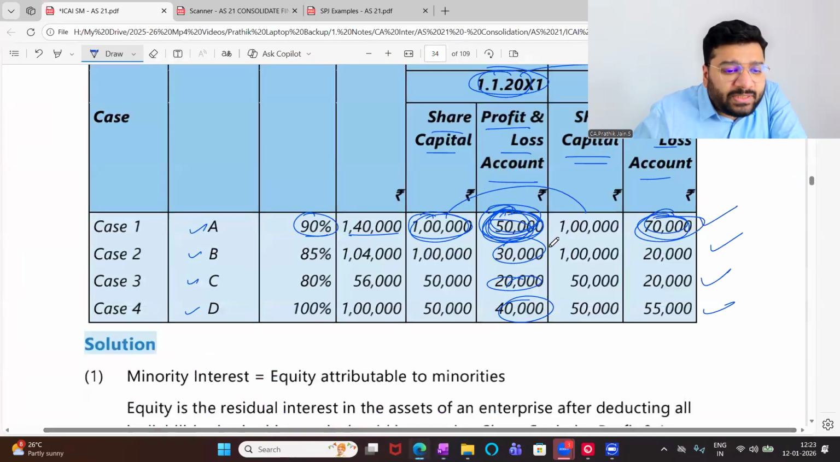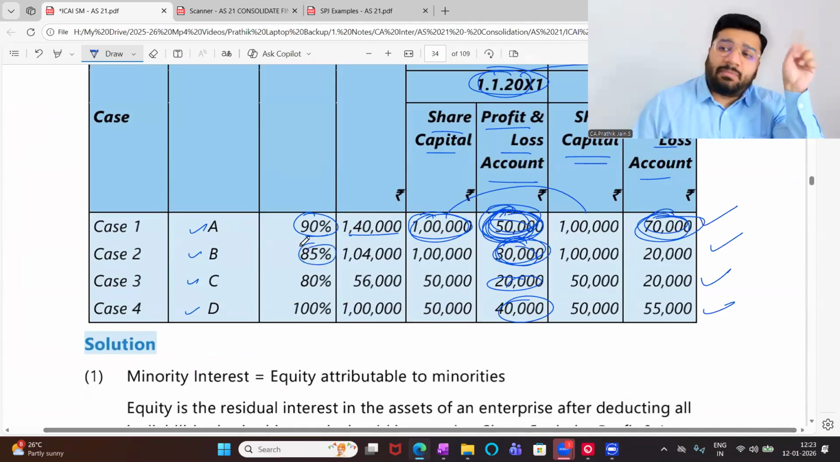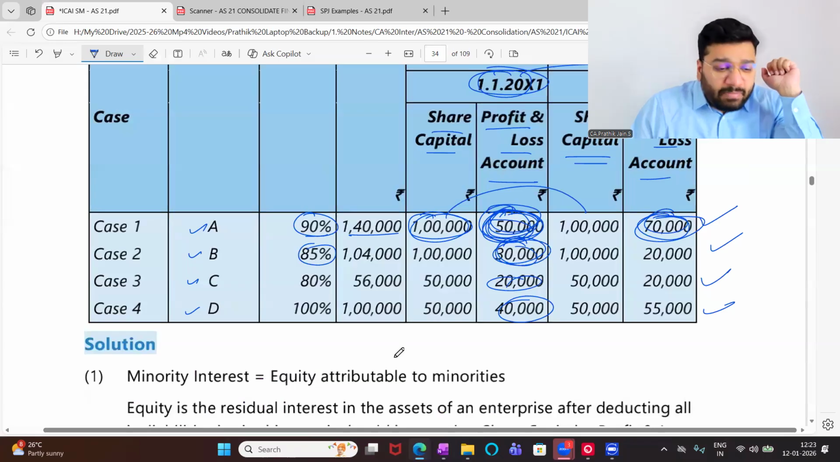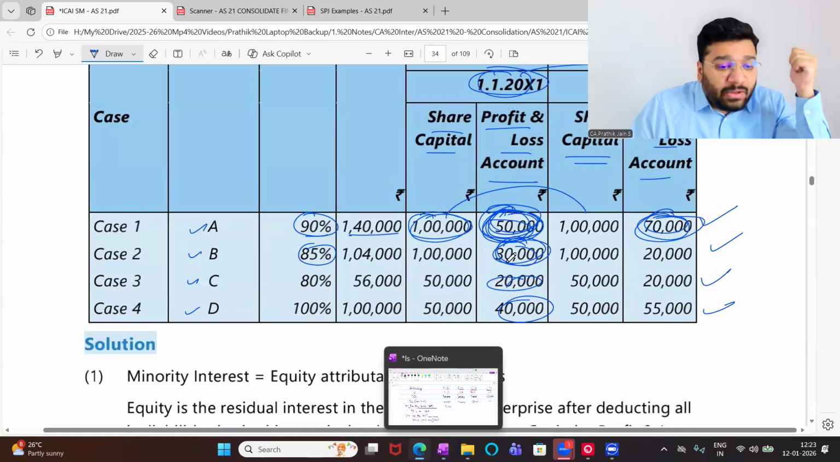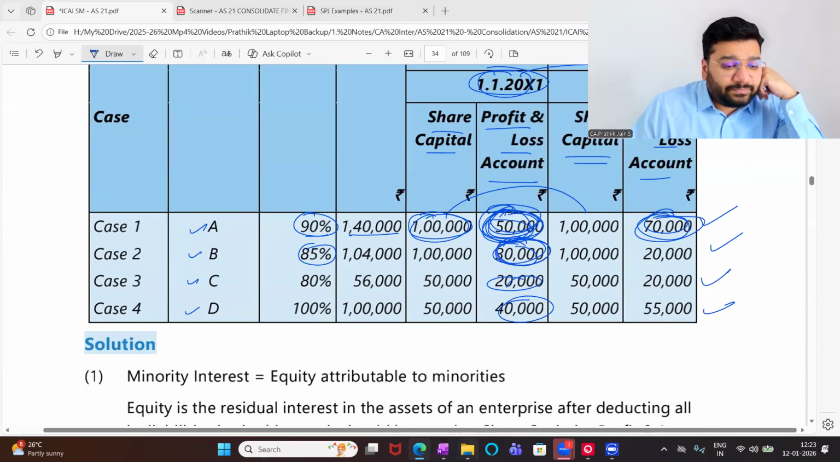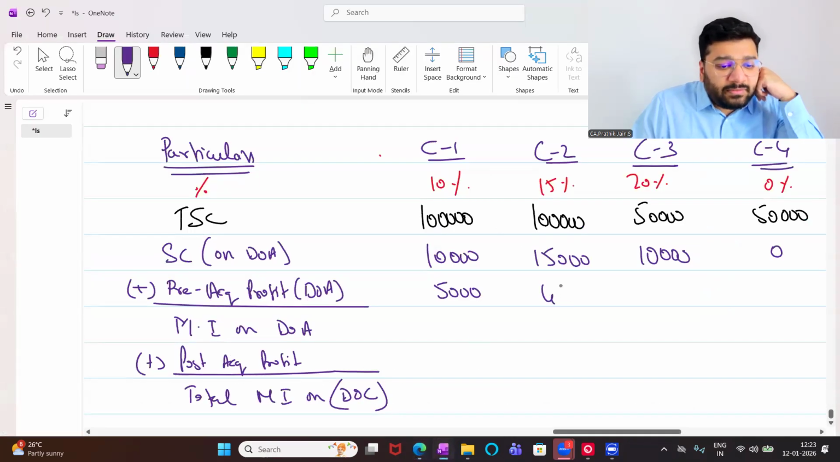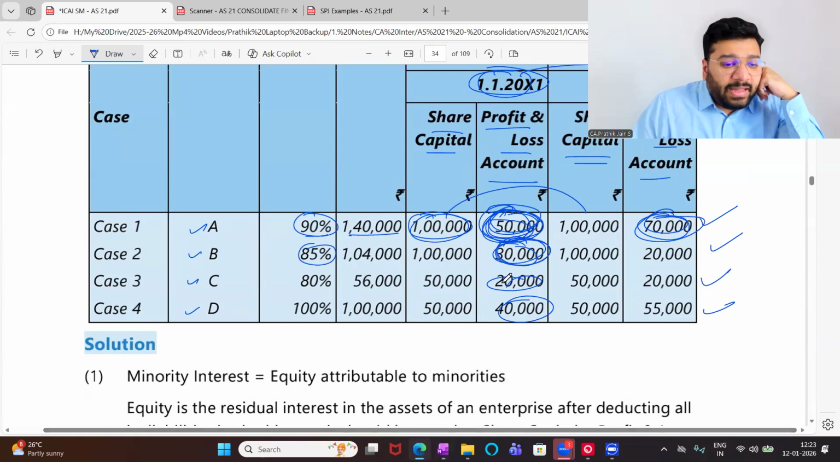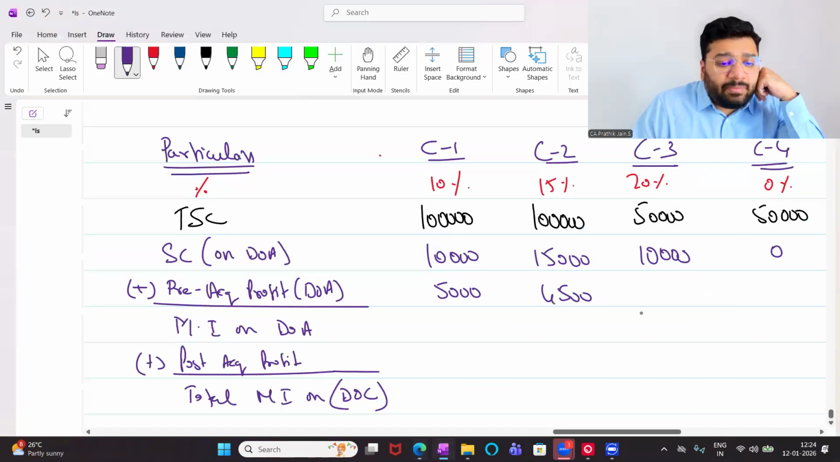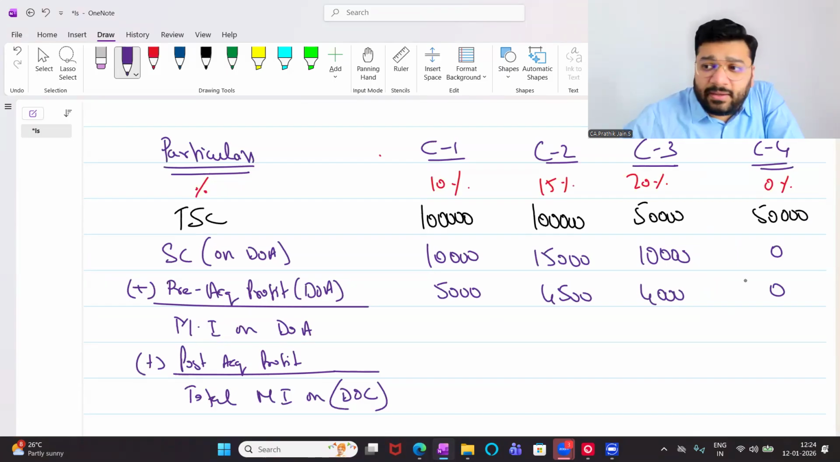Now, next pre-acquisition profit is 30,000. Guys, this is pre-acquisition profit. In that, 85% belongs to the parent and 15% belongs to minority. So, 30,000 ka 15%, 4,500. And then 20,000 ka 20%, 4,000. And this is 0. This is 0. Anybody got any difficulty in calculating this pre-acquisition profit? Okay. Others? Online?